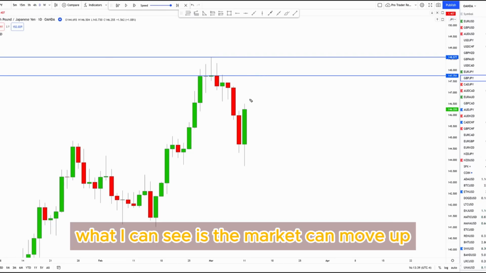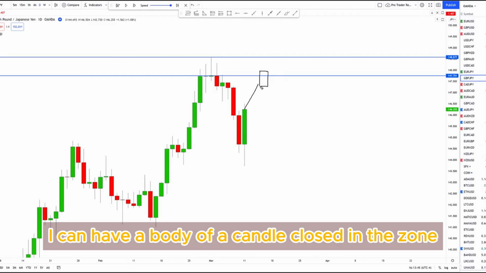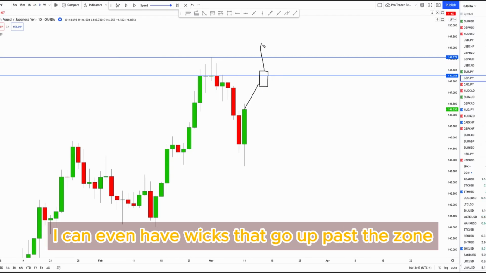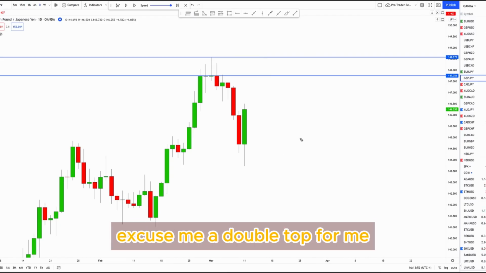So in this case, what I can see is the market can move up and I can have just a wick come into this zone. I can have a body of a candle close in this zone. I can even have wicks that go up past the zone. All of that is valid for a double top for me.